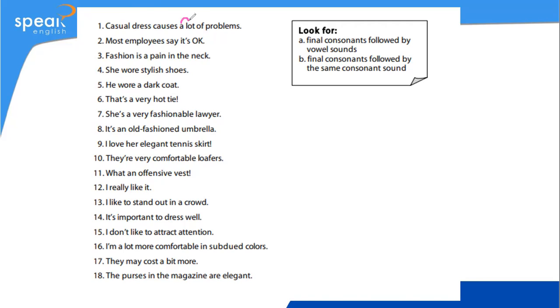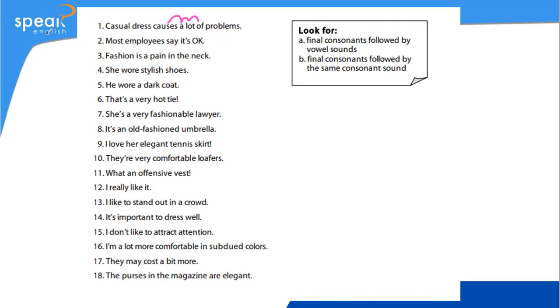Okay. A lot of, very good. Anywhere else? And what about the cause as with A? Exactly. So we're going to say causes a lot of. Repeat with me. Causes a lot of. Exactly. Very good. All right, so how do we read everything? Can you tell me? Casual dress causes a lot of problems. There you go, very good.